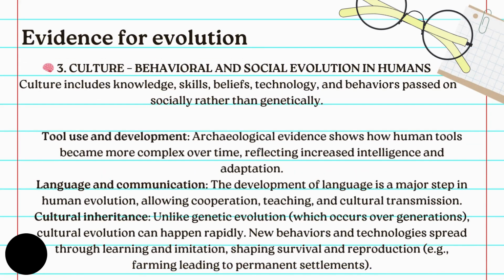And then the last evidence of evolution is culture, behavioral and social evolution in humans. Culture includes knowledge, skills, beliefs, technology, and behaviors passed on socially rather than genetically. For example, tools and development. When we look back, we see that human tools have evolved from the tools used a long time ago. For example, you'll see how bows and arrows and stones were sharpened to look like blades and knives and all of those things.